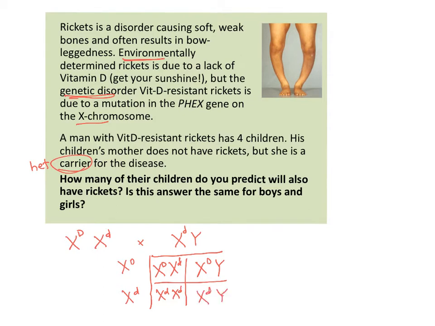Based on this Punnett square, it looks like 50% of their children will have rickets. And this answer is the same for both boys and girls. Because girls have 2 copies of the X chromosome, they will receive a little d allele from their father no matter what, but only 50% of the girls will also receive a little d allele from their mother, whereas 50% of the boys will receive a little d allele from their mother, and that's all that they need to manifest vitamin D resistant rickets.